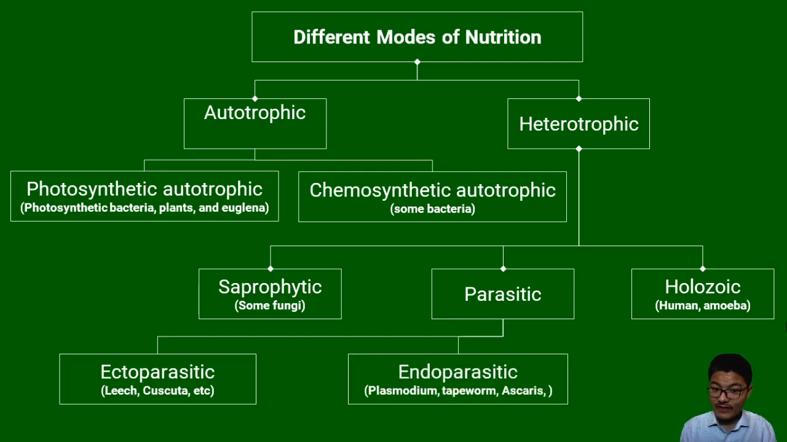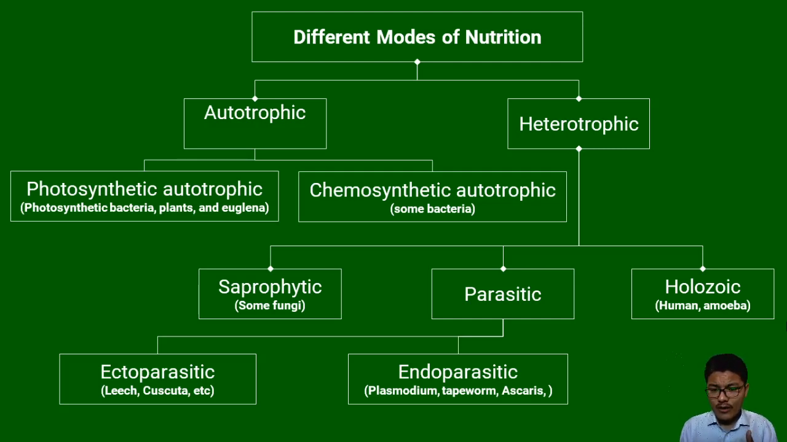Endoparasite. Endoparasitic mode of nutrition is observed in endoparasites, and endo refers to inside. Plasmodium, tapeworm, ascaris, all these usually live inside our body or inside the living organism's body. So they are endoparasites. They are dependent on a host living organism and they live inside the host's body.